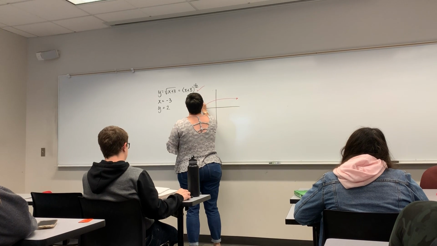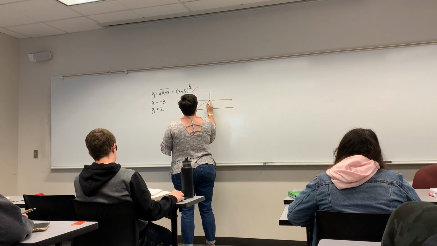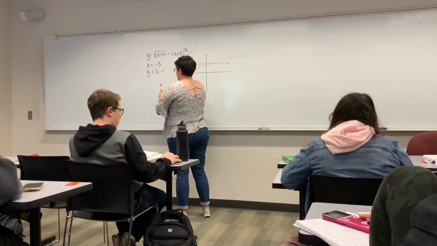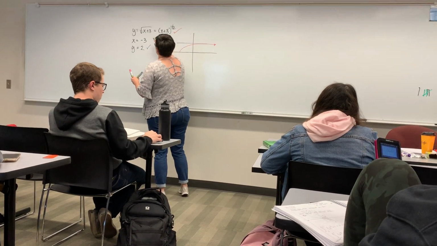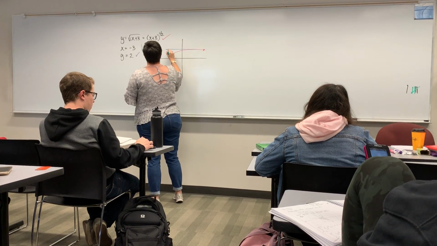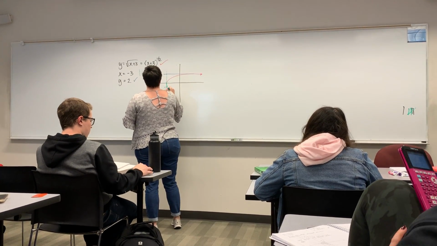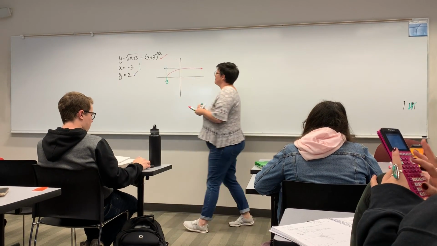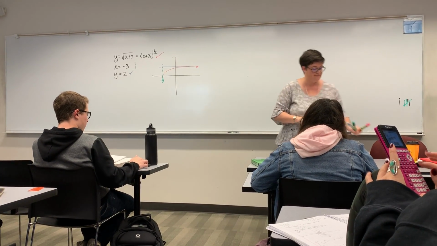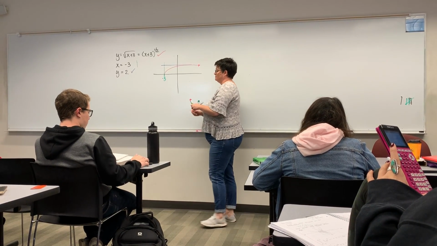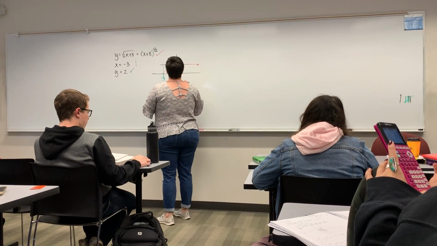Y equals 2 looks like this. Okay, that's this one. And x equals negative 3 will be my vertical green line right here. So here's negative 3. And we're going to integrate from negative 3 to what? Anybody? 1. How did I find that?